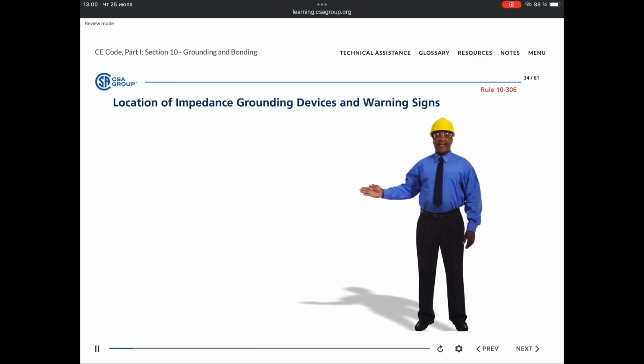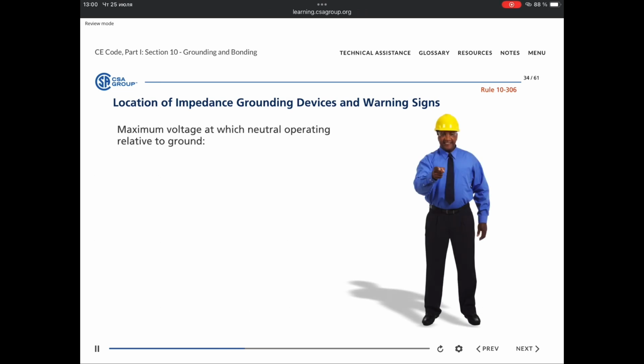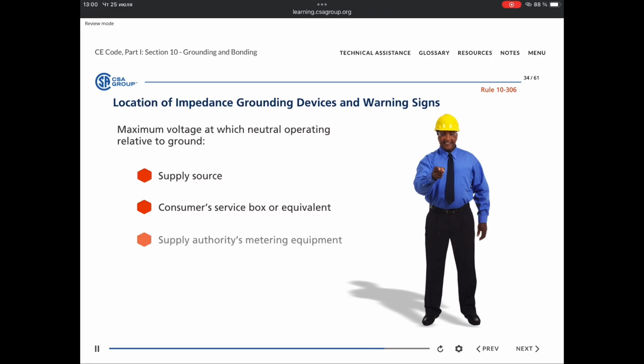Where impedance grounding devices are used, it is required that warning signs indicate when the system is impedance grounded. The maximum voltage at which the neutral may be operative relative to ground shall be placed at the supply source, the consumer service box or equivalent, and the supply authority's metering equipment.